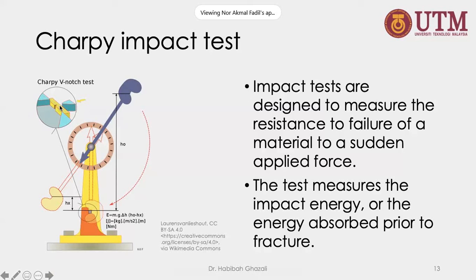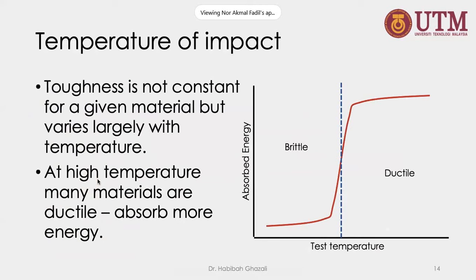So how much the material can absorb the energy indicates the toughness of the materials. Okay, so when we want to investigate the absorbed energy, the ductile to brittle transition, we need to construct this graph, which is absorbed energy by the impact test versus temperature. Okay, so ductile temperature, high temperature is room temperature.